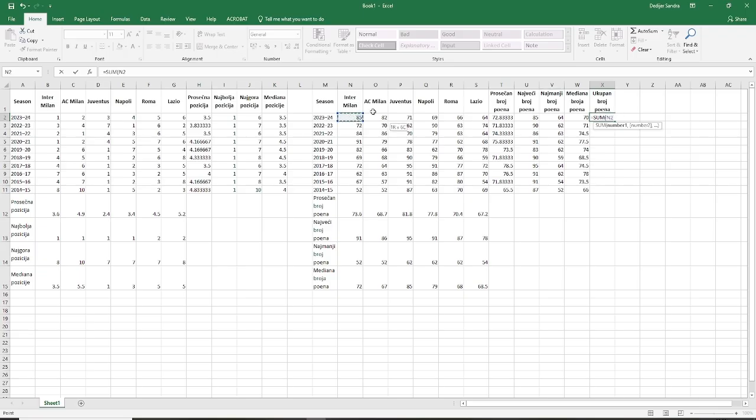The total number of points for the 2023-24 season is calculated using formula sum, so equals sum, also from N2 to S2. We apply this formula to other seasons by dragging. When observing these teams as a group, the most successful season was 2020-2021, and the worst one was 2014-2015.